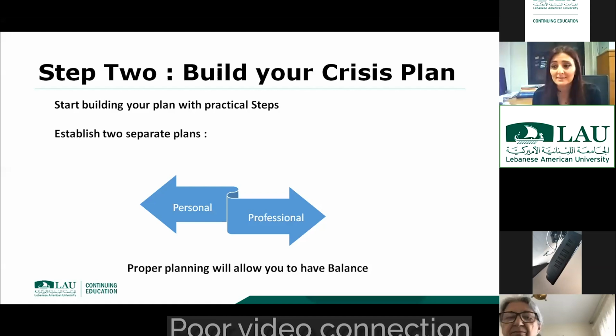Step number 2 in building your crisis plan is actually starting to write it down. Whenever I'm writing it down, it has to cover a personal and a professional level, because one can affect the other and will affect the other, and therefore we need to have balance.